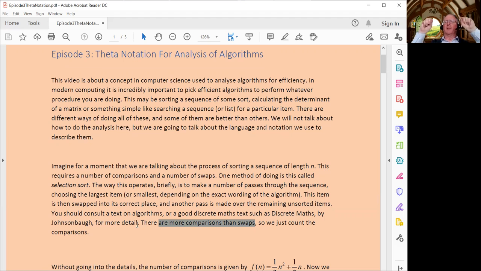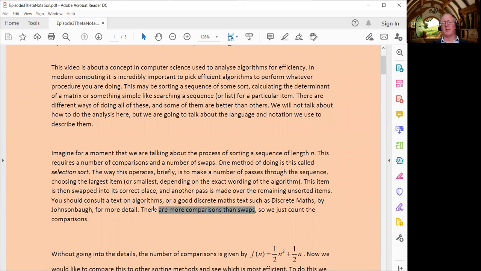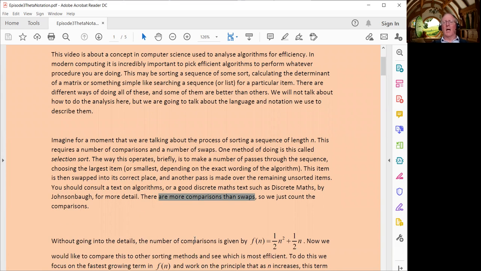So for example, you might have two items. This one in my right hand might be further along the sequence than this one. So we should try and keep them in their order. Selection sort won't do that, or it may not do that. So there are other sorting methods that are better, but we'll stick with selection sort. Not going to explain why, but the number of comparisons is given by f of n is equal to a half n squared plus a half n.